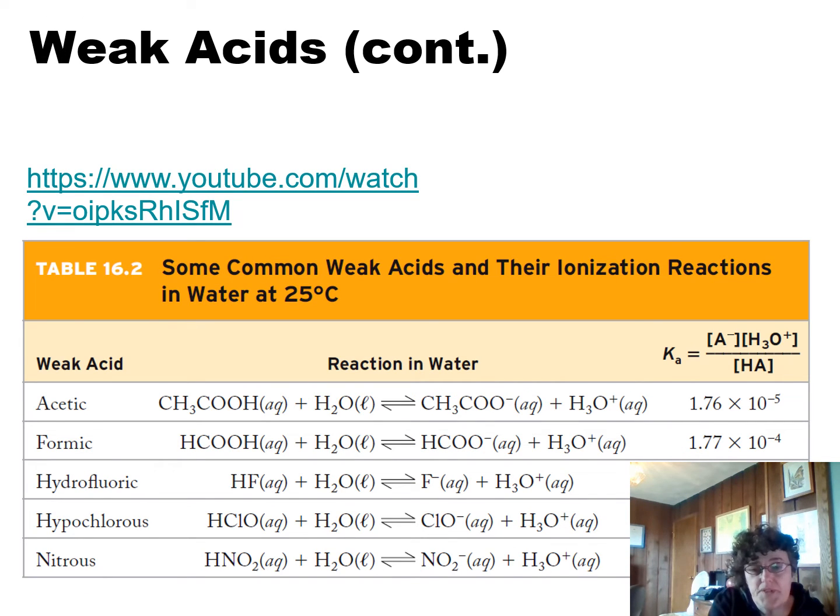But pretty much everything else that is not in that equation is going to be a weak acid. And pretty much every organic acid, so every acid that has carbon in the formula, that is either organic or is carbonic acid, they are all weak. So here you see some examples. Acetic and formic are organic acids. And then you have hydrofluoric, HF, and hypochlorous.